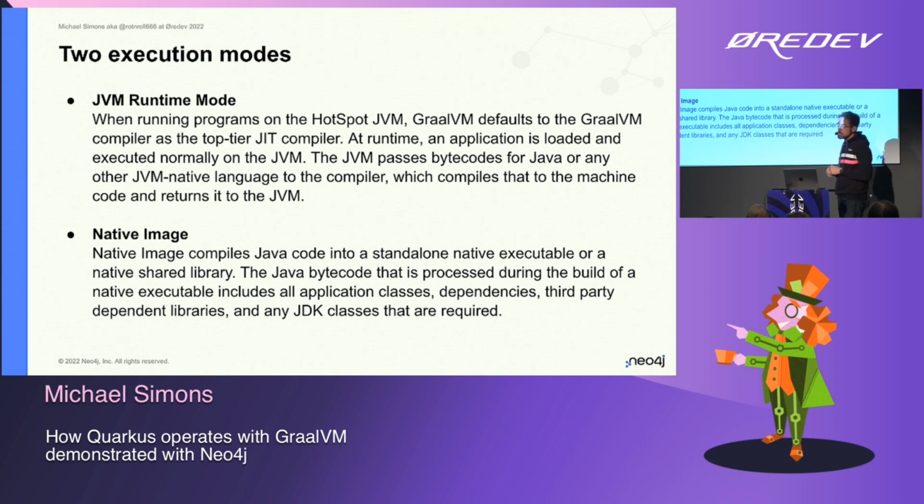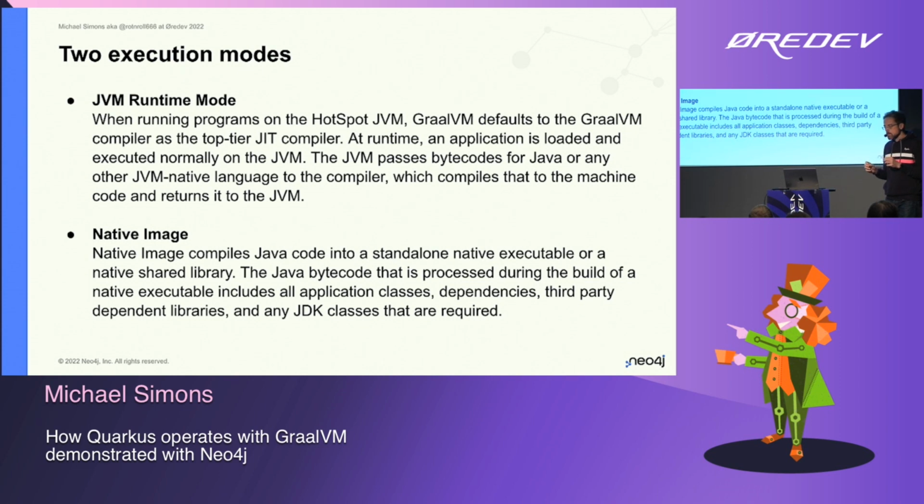So we have two modes of execution. We have the standard JVM mode that behaves very similar to what your normal JVM does. It has the same characteristics: it has a warm-up time, gets faster over long runtime, has slightly less predictable memory characteristics, but it's the same, just with a different compiler, right? In native image mode, this assumption does not apply.